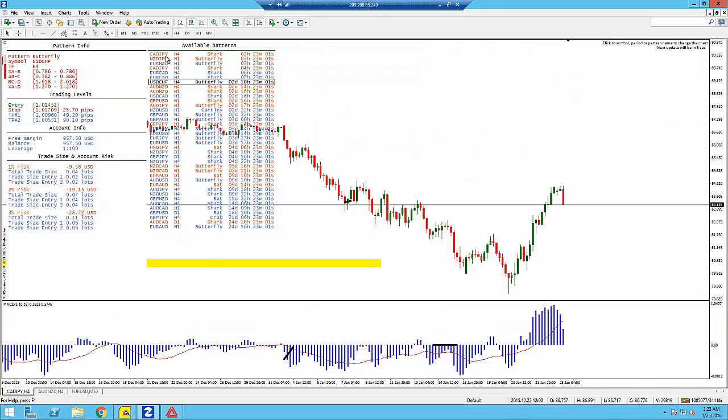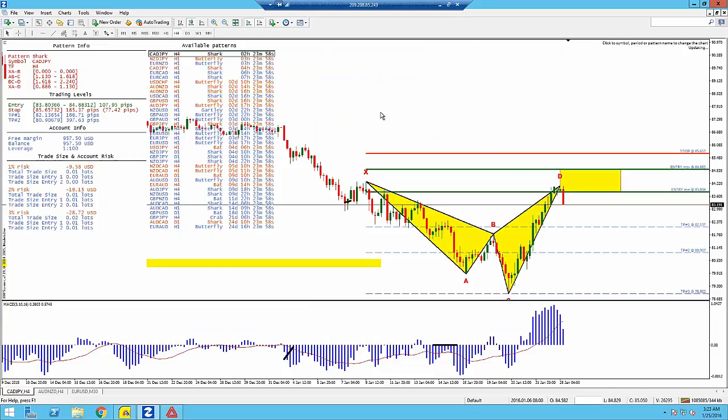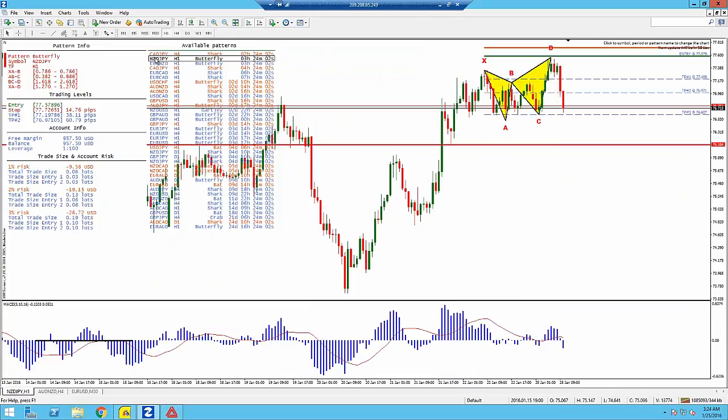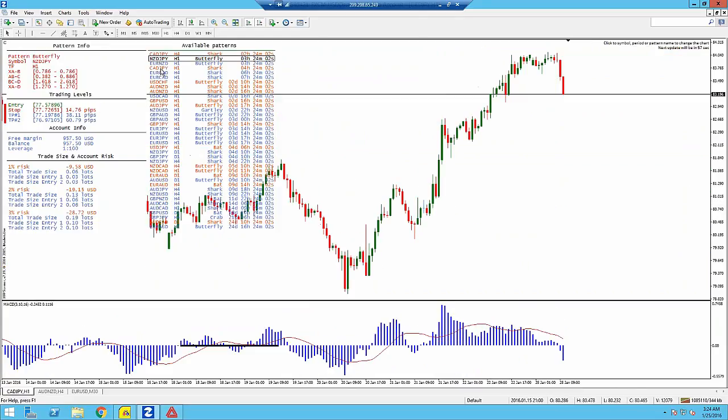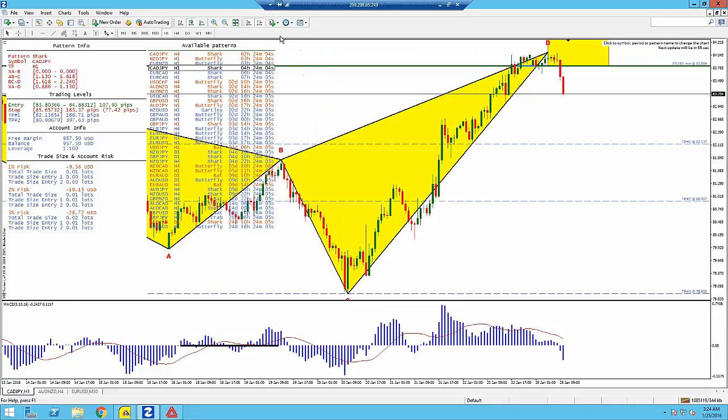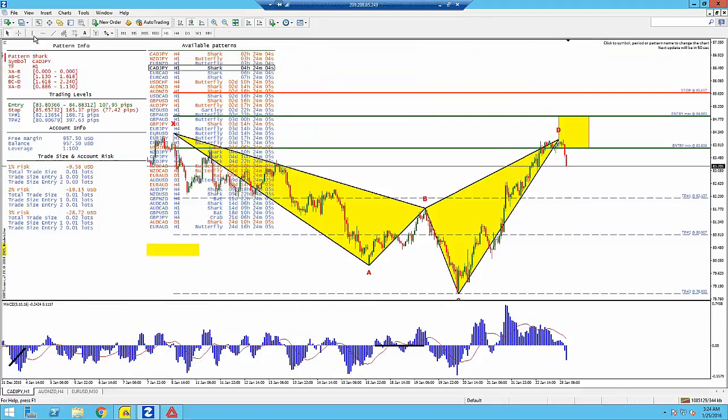So you guys know, the scanner takes into consideration all these inner waves, all these things. The scanner takes into consideration all these patterns. So let's take a look. What do we see?